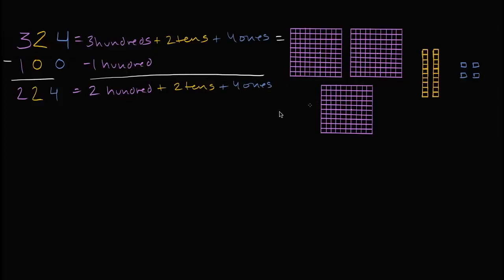And if you think about it in this picture here, what did I just do? Well, I took away one group of 100. So I could take away that group of 100 right over there, and what am I left with? I'm left with 2 hundreds, 2 tens, that's the 2 tens there, and 4 ones. 2 hundreds, 2 tens, 4 ones, or 224.